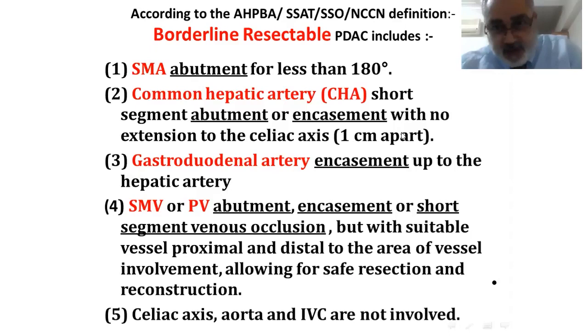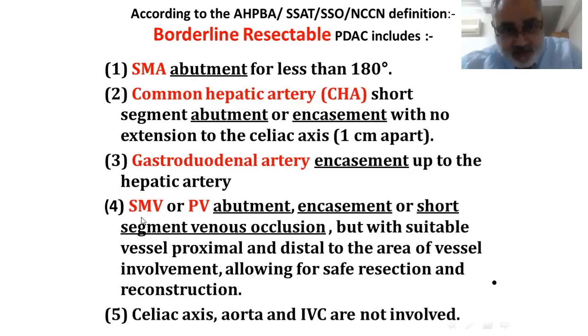If the mass is involving the common hepatic artery till its origin from the celiac axis, then it is non-resectable. And if it is not involving the common hepatic artery at all, then it is a resectable tumor. Regarding the gastroduodenal artery, if there is encasement up to the hepatic artery, then it is a borderline resectable mass.